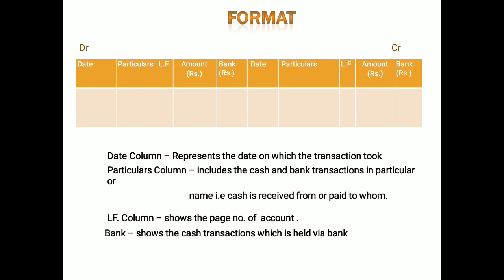Here the date represents the date of the transaction. Particulars include the two items, cash and bank, representing the name of the account. If money is received through the bank, then it will be entered in the bank column; if deposited on the same day, or if it is in cash, then it will be shown in the cash column. The LF column shows the page number of the ledger folio or the name of the account. The bank column shows the transactions held by the bank only. So this is the format now.